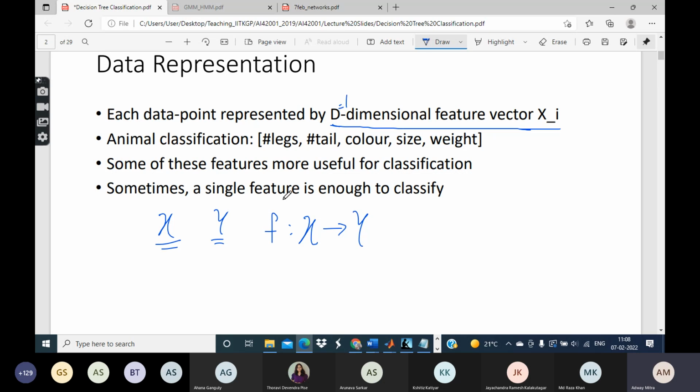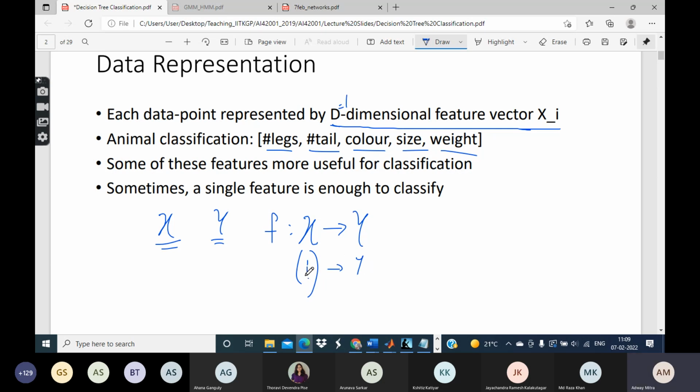Suppose we have the technology to measure these few features: number of legs, number of tails, the color of the animal, the size of the animal, and its weight. So basically the animal is to be represented with a 5-dimensional feature vector. For every animal, these 5 features will come, and on the basis of it, the classification will be done.